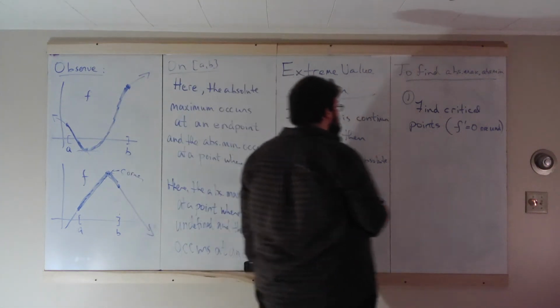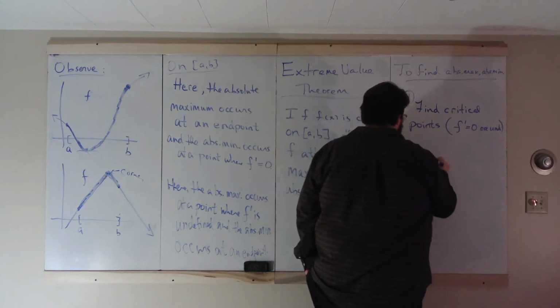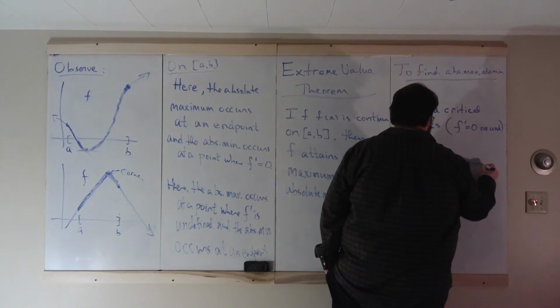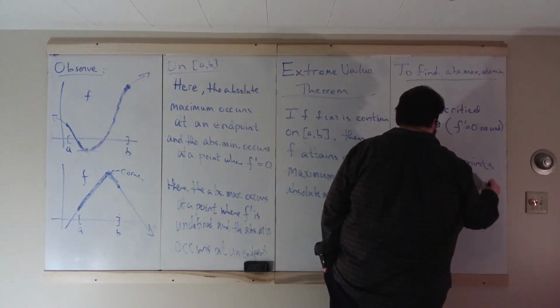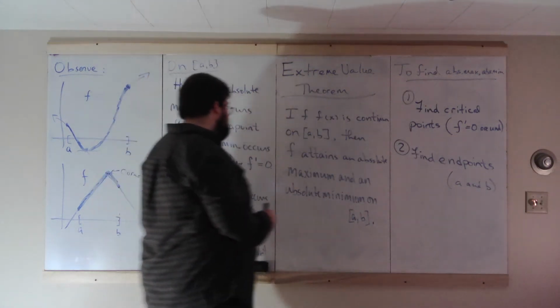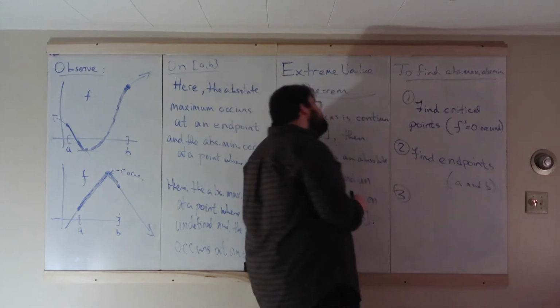Well, okay, it could occur at a critical point, but it could also occur at an endpoint. Step 2, find endpoints. How do you do that? Well, you look at your interval, and you take A and B. Step 3. Well, what's step 3?